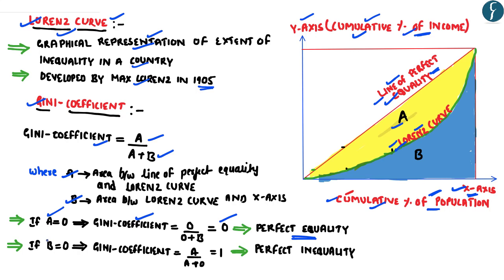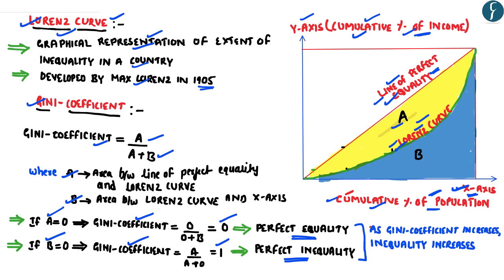Similarly, if the shaded area B becomes equal to 0, that means if the Lorenz curve lies along the x-axis, in that particular case, the Gini-Coefficient will be equal to 1, and this would show that there is perfect inequality in a country.